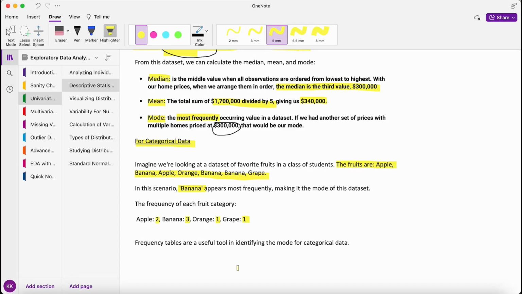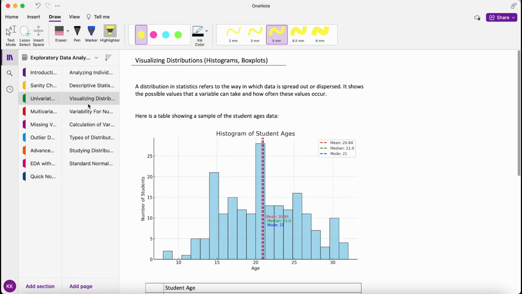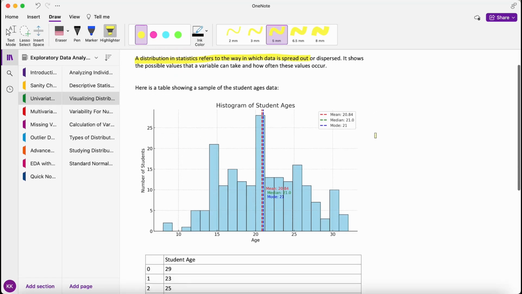Now we will move to discuss another topic, which is the distribution. In the field of statistics, a distribution is a fundamental concept that depicts how the values of a variable are spread or dispersed. It represents the potential values that a variable can assume and the frequency with which these values occur.